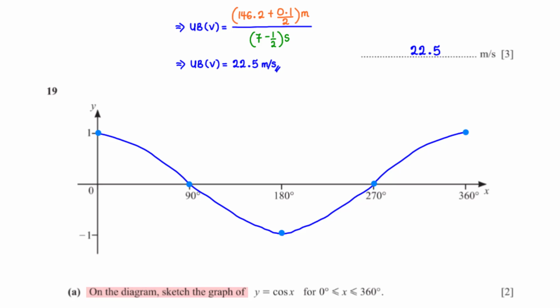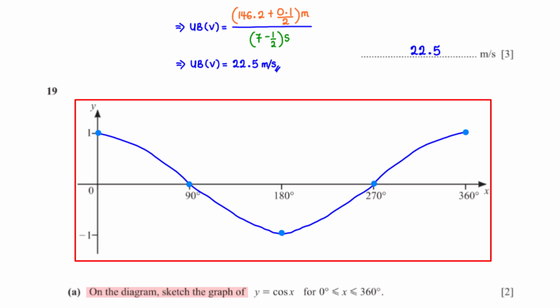On the diagram, sketch the graph of y equals cos x for x greater than or equal to 0 degrees and less than or equal to 360 degrees. Y equals cos x is a standard graph you can memorize. You can also plot some sample points to help draw the graph.